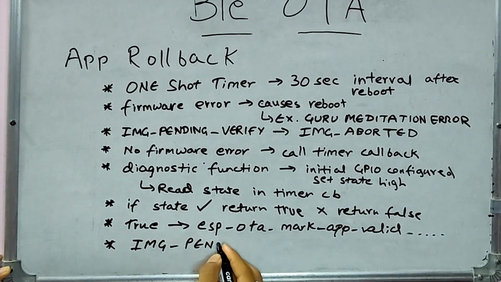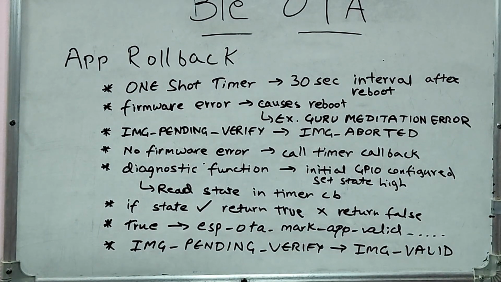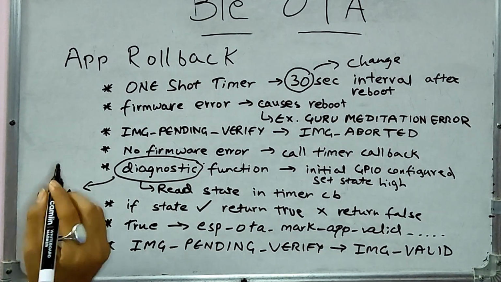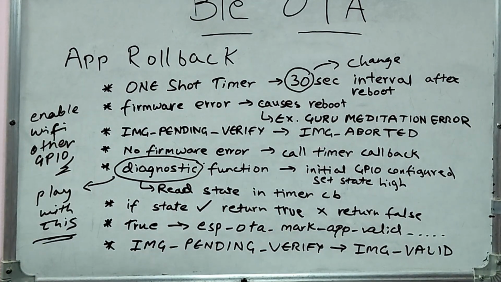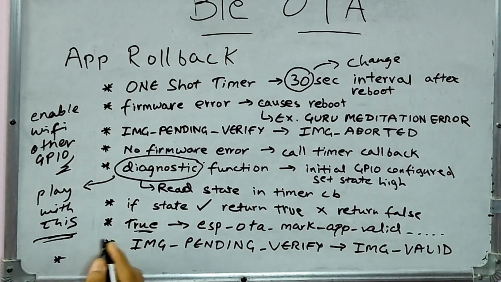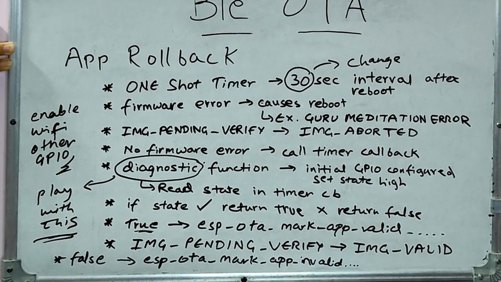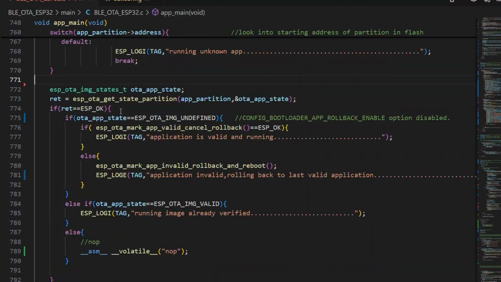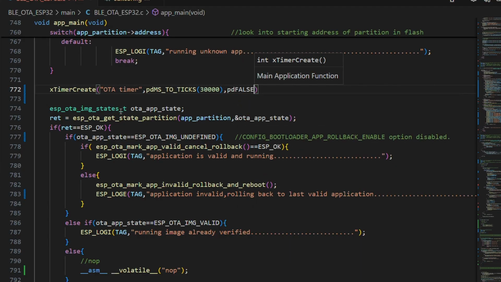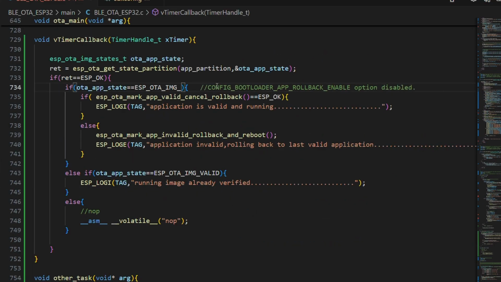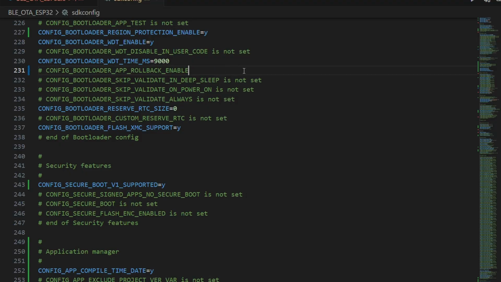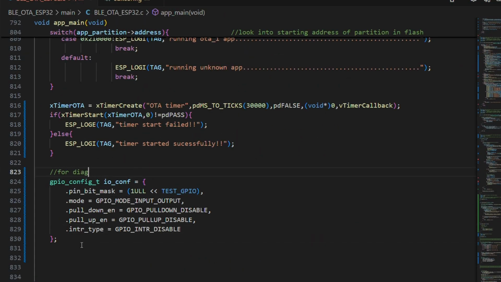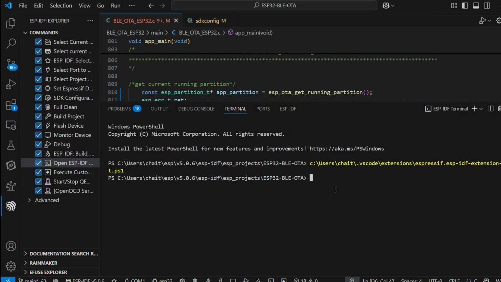Now you can go ahead and change that 30 second interval as per your needs. Also, you can play along with the diagnostic function as we've already discussed. So let me go ahead and add the timer part, add the code for the timer callback, then enable the rollback option, and finally for the diagnostic, configure the GPIO pins. Now I will try to build this code and correct any errors that I encounter.